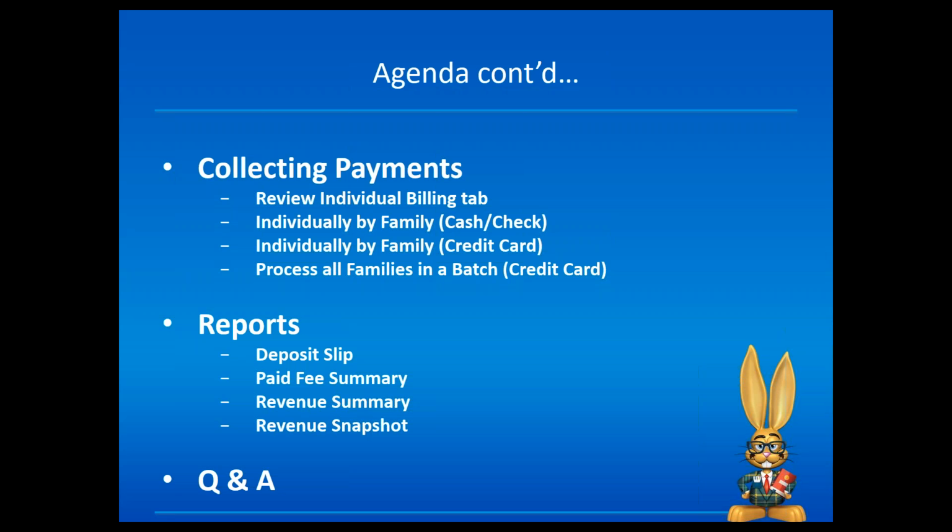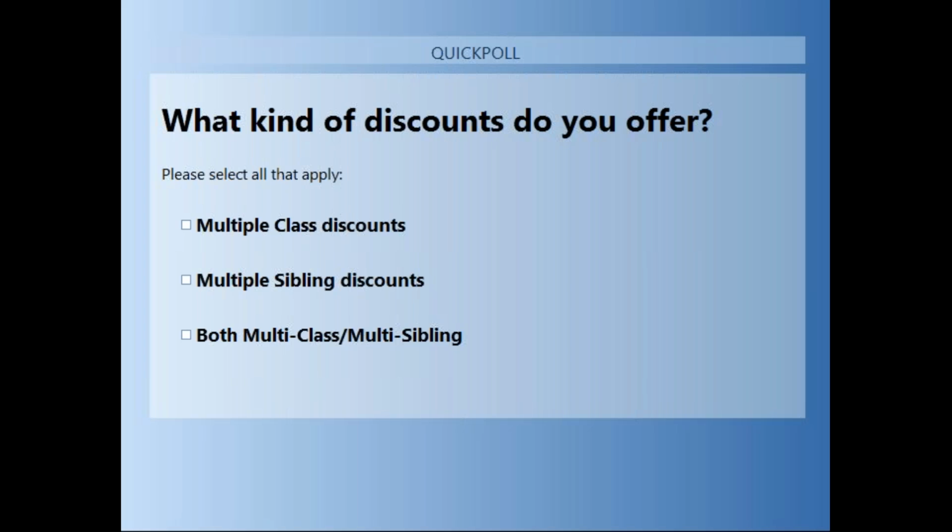So let me then take a look here. And let's talk about discounting. What kind of discounts can we offer? Multiple class discounting, multiple sibling, or a combination of both. Let's get a sense of that. We're going to be looking at all of this in more detail, but I just like to get a sense of how you guys are doing your thing. Give you a second to finish that off.